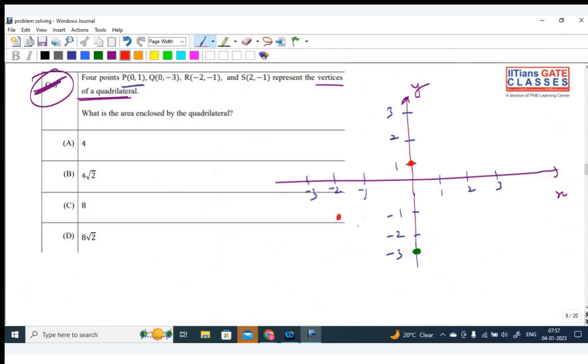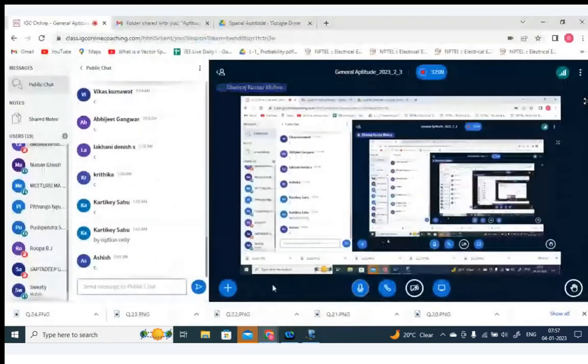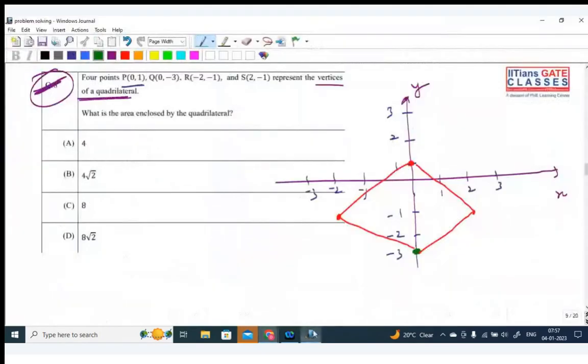All these points you have to join, and (2, -1), where x is 2, so this is the point, right? So you can join them. These are the points. So this is the quadrilateral we are getting, right? Now you can find the distance and find the area. So what answer are you getting, guys? Option C. Okay.